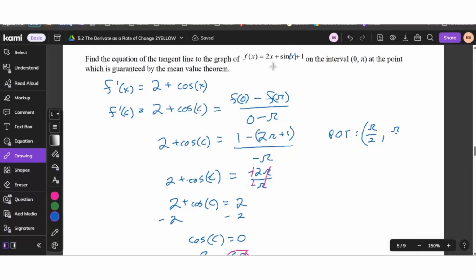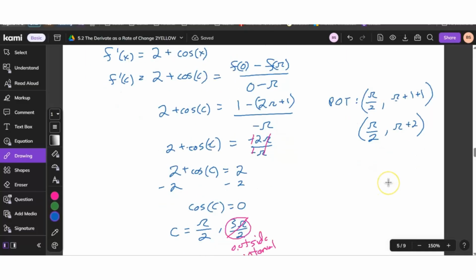Okay. And then what's sine of pi over 2? 1. And plus 1 again. So really our point is going to be pi over 2 and pi plus 2. Because there's a plus 1 in the equation, so it's still there. The 2x, well, 2 times pi over 2 is just pi. Why? Because it's in the original, because that's our point. That's our x value. So we have to plug the x in to get y.